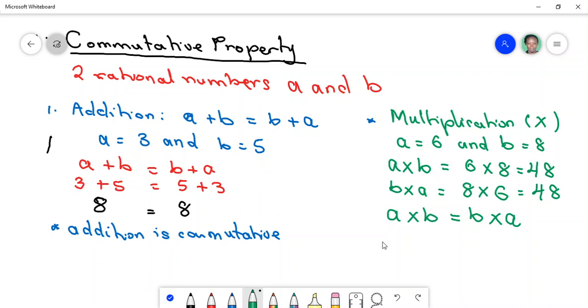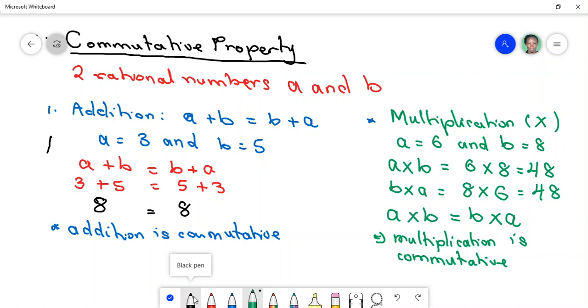So what does it mean? This implies that multiplication is commutative. Commutative. Very good.